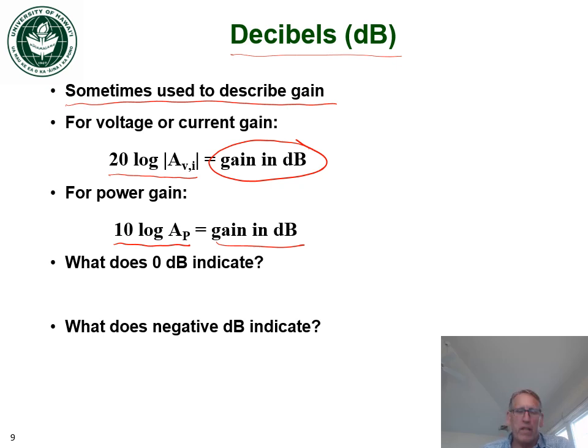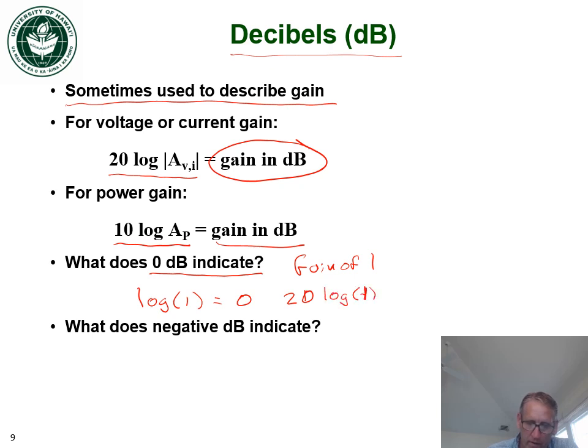Something that comes up frequently is this concept of 0 dB, and what does 0 dB indicate? Well, this indicates a gain of 1, and why is that? Well, because log of 1 is equal to 0, and therefore 20 log of 1 is also equal to 0. So if we have a gain of 1, that means 0 dB. So if you hear the amplifier has 0 dB of gain, that's just unity gain or gain of 1.